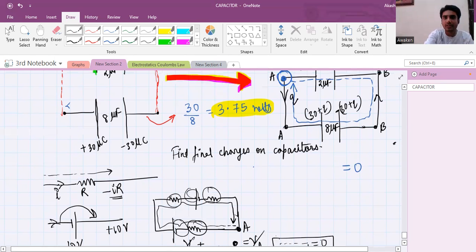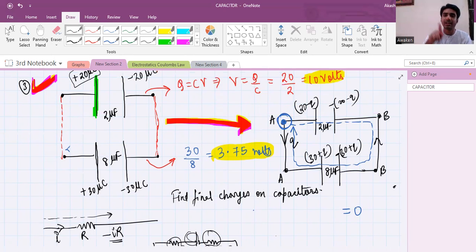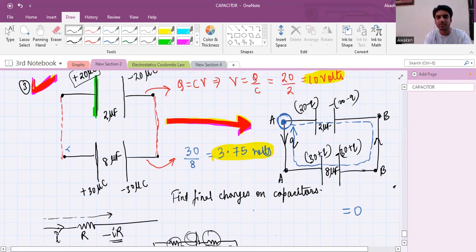So if we start from A, we write down the potential of all the different components until we come back to A, and the sum should be equal to 0. Okay, remember this. It's called Kirchhoff's loop law.